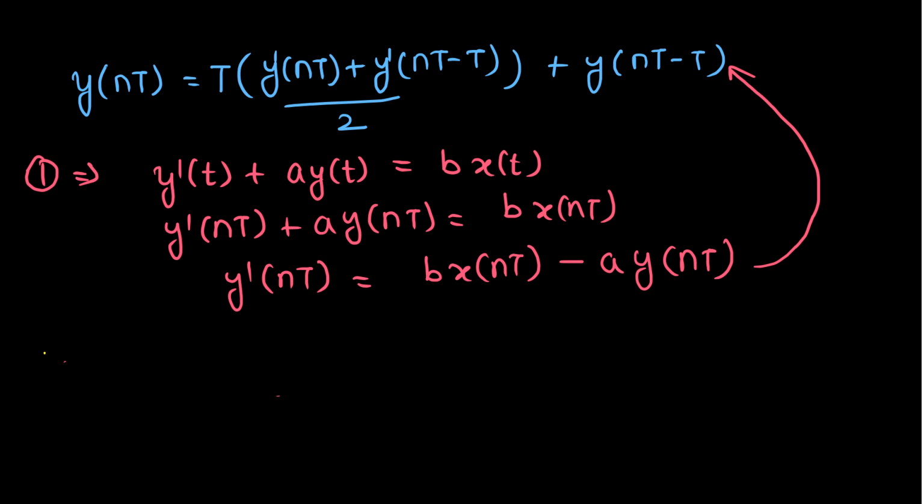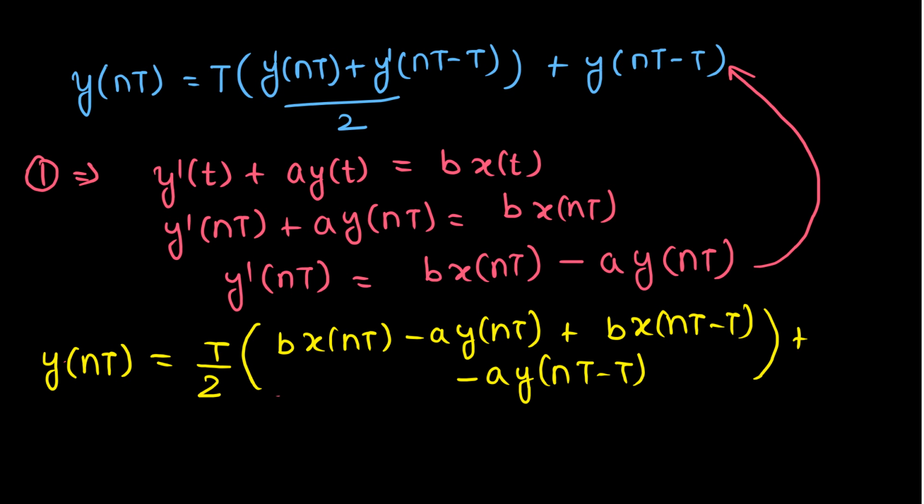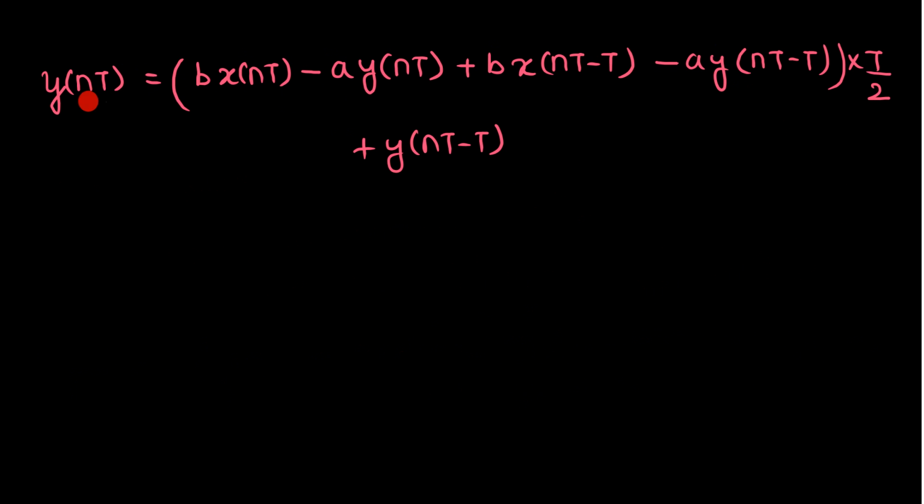So what we have is y of nT is equal to T by 2, inside the bracket it is b x of nT minus a into y of nT, plus b into x of nT minus T minus a into y of nT minus T, plus y of nT minus T. So y of nT is equal to b into x of nT minus a into y of nT plus b into x of nT minus T minus a into y of nT minus T, into T by 2, plus y of nT minus T.